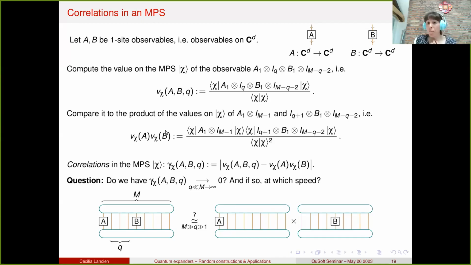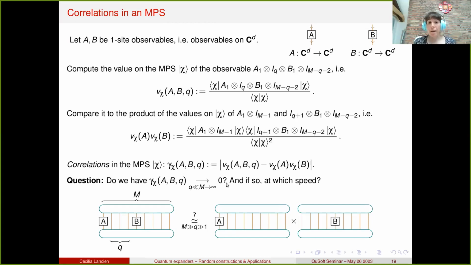And now I want to compare this quantity to the product of two quantities, where I compute the value of the observable where I have only A, and the observable where I have only B, and take the product of these two things. We present it here on the right-hand side. And what I will define as the amount of correlations in my MPS chi between observables A and B separated by Q sites is simply the absolute value of the difference between these two quantities that I want to compare.